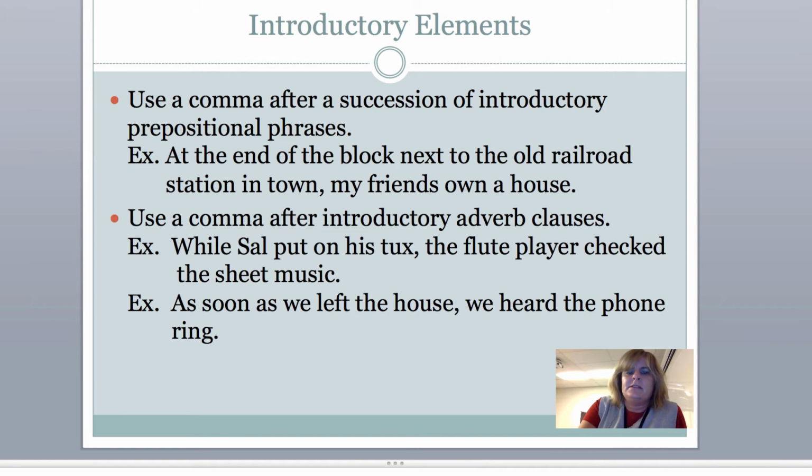There's no commas until you get to the end, and you look for the last noun in that last prepositional phrase, and that's where you're going to put your comma. All right, and then the next rule that we want to cover: use a comma after introductory adverb clauses. What is an adverb clause?